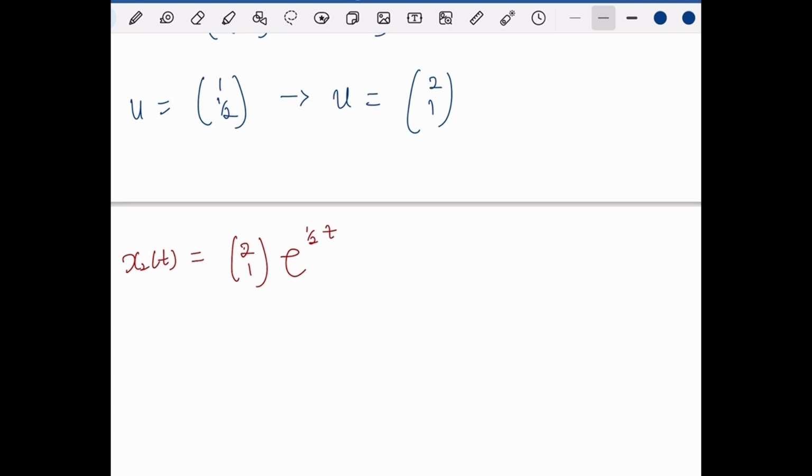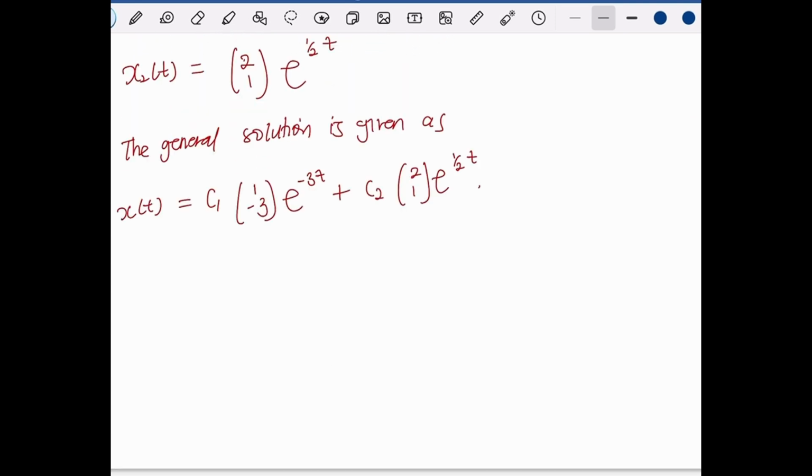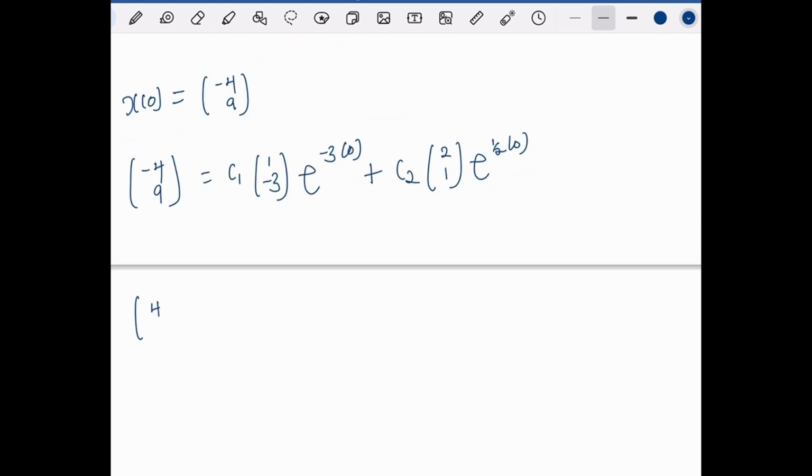Now we formulate our general solution. This is our general solution given below. Now this question was an IVP, so you have to put in our initial conditions. So our initial condition was given as minus 4, 9. So now let's substitute and see what we are going to get. This will be simplified to, now e to the power 0 is 1, so here is going to be c1 times 1, minus 3, plus c2 times 2, 1.